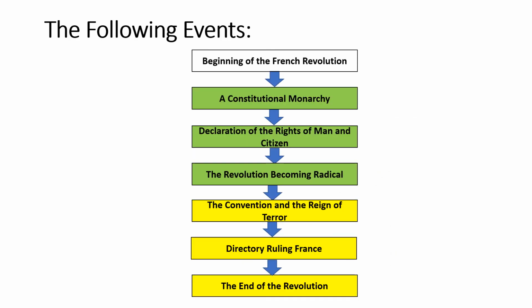So, all these are about the middle part of the French Revolution, such as France becoming a constitutional monarchy, the Declaration of Rights of Man and Citizen, the French Revolution becoming more radical, and the rise of Jacobins. In the next video, we will be discussing the formation of the National Convention, or simply the Convention, then the Reign of Terror, then the Directory ruling France, and the end of the French Revolution.